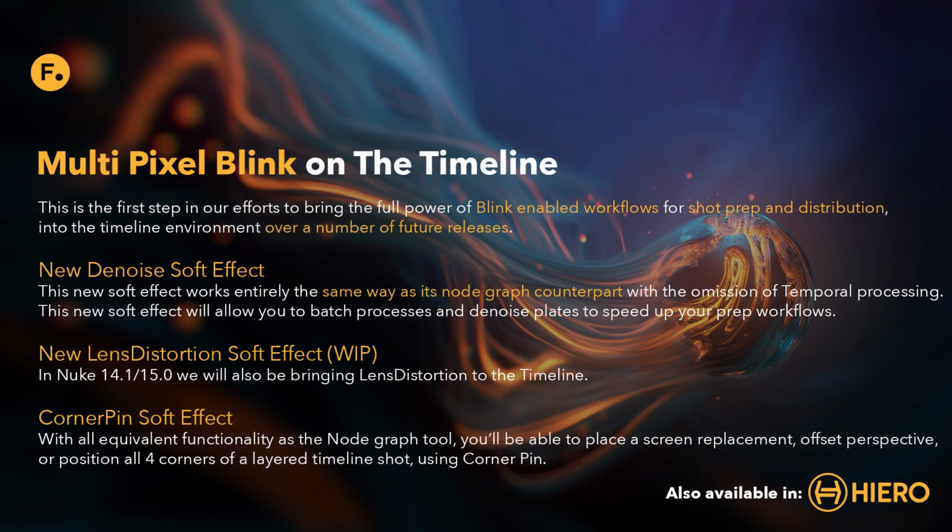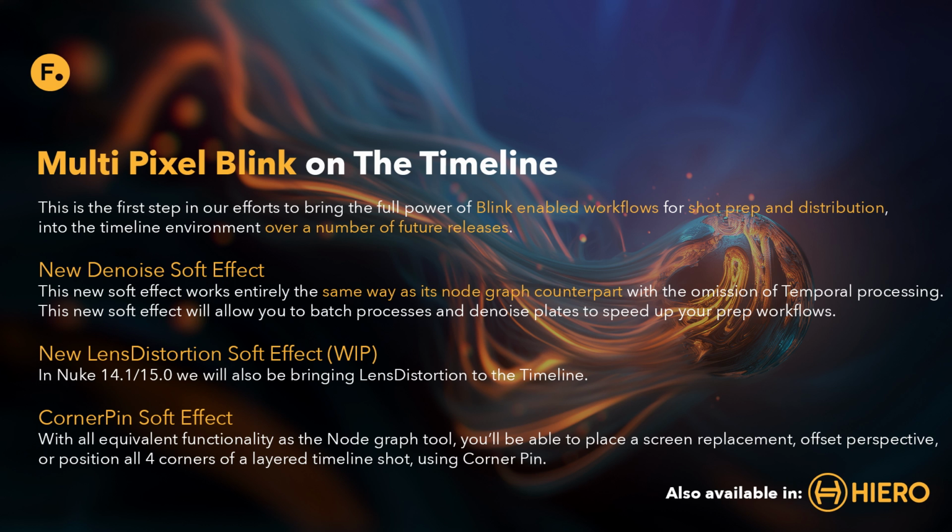And that is about the larger direction towards shot prep and distribution in the timeline. And we're going to see this happen over a number of future releases. But for this release in 14.1 and 15, there is now a new denoise soft effect in the timeline. There's a lens distortion soft effect in the timeline, as well as a corner pin soft effect. So all of that multi-pixel Blink work has led up to this. So now we can have much more complex soft effects inside of the timeline. So great for shot prepping.